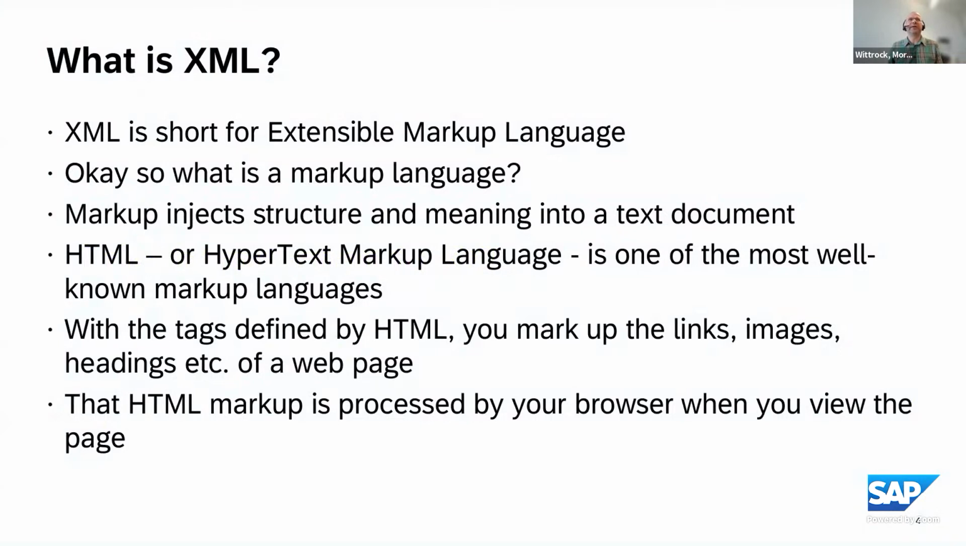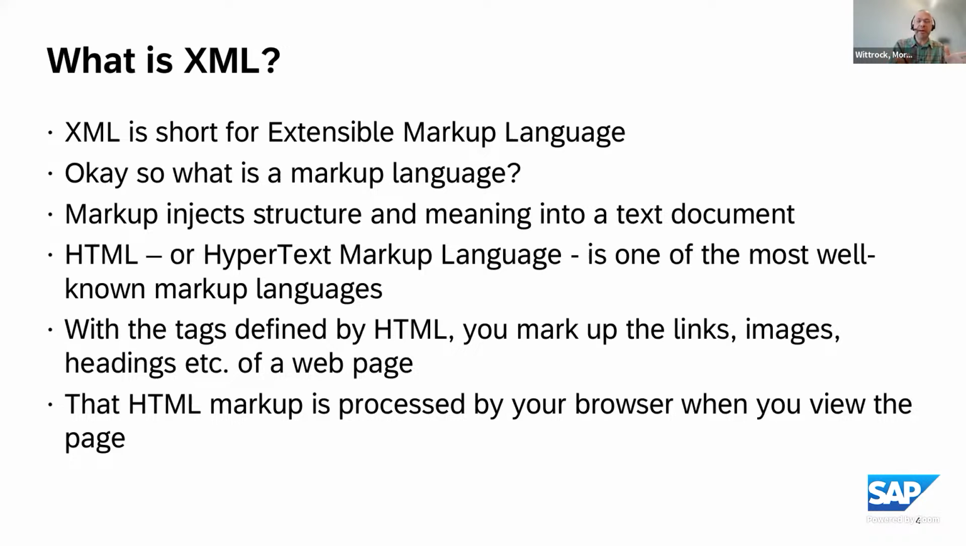So first off, what is XML? It's Extensible Markup Language, which raises another question: what is a markup language? Markup is a way to inject some structure and meaning into a text document. There are quite a few markup languages out there. I think most of us know at least one, HTML, Hypertext Markup Language, probably the most well-known one. HTML defines a bunch of tags you can insert into a page to mark up images, links, and so on. All the stuff that makes up a web page.